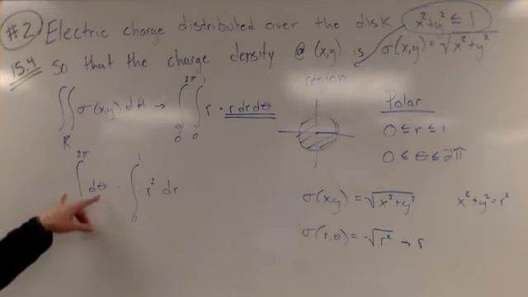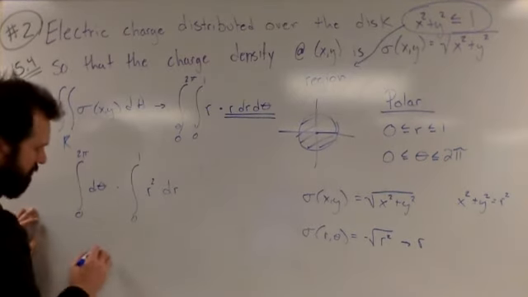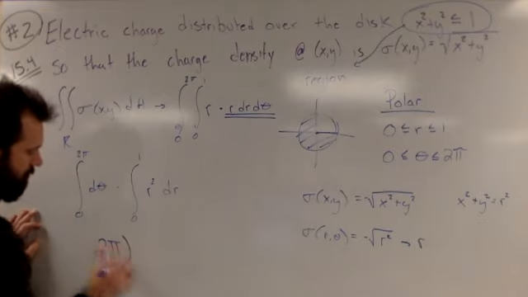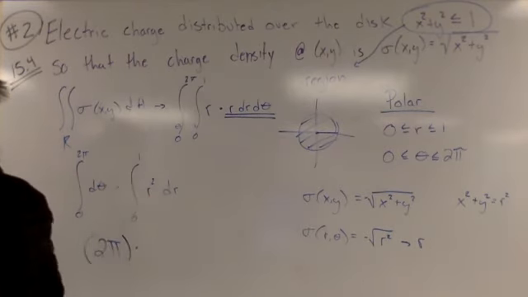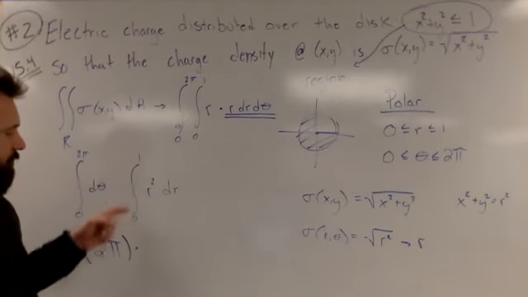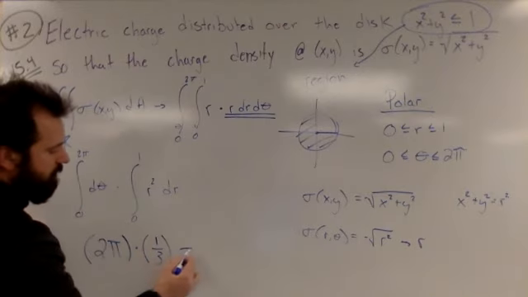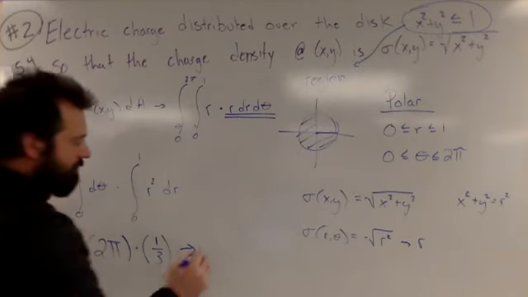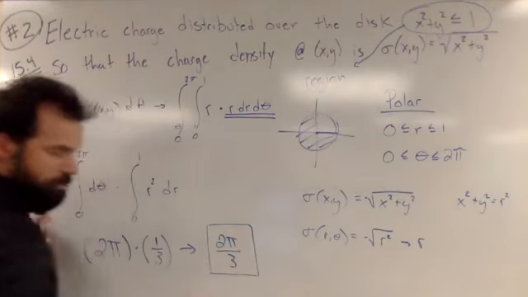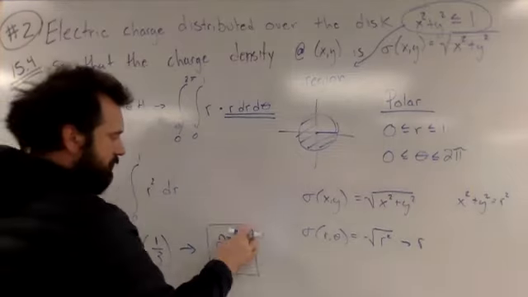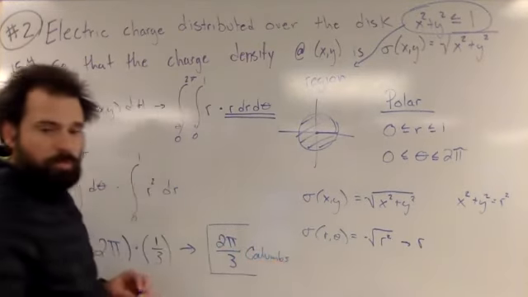Here, the antiderivative is just going to be theta. So I have 2 pi minus 0. That's going to give me 2 pi. Here, my antiderivative is going to be 1/3 r cubed. So that's going to give me 1/3 minus 0. Giving me the total charge over my region is going to be 2 pi over 3. Units, sorry. Coulombs.